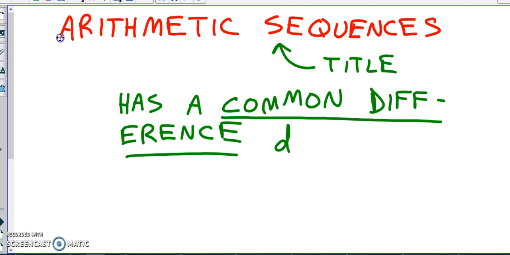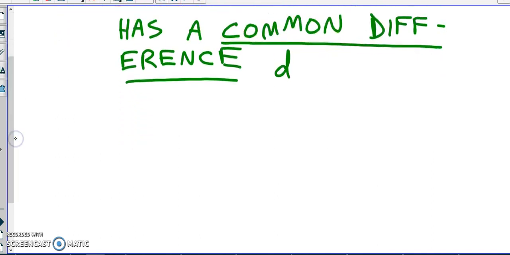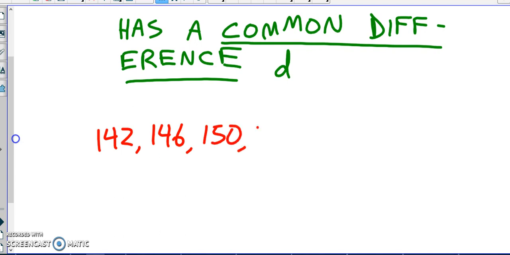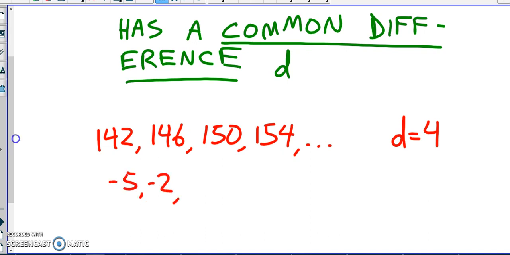So for example, if I had the sequence 142, 146, 150, 154, etc., the common difference would be 4. Each term is 4 apart. You're adding 4 every time. -5, -2, 1, 4, 7, etc. The common difference would be 3.